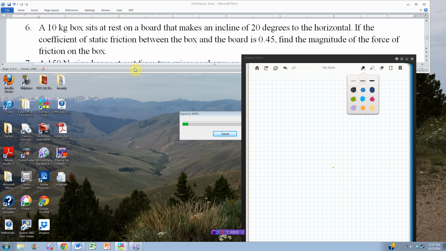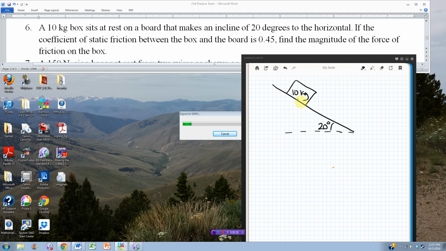This is Chapter 4 practice test number 6. We have a 10 kilogram box that sits at rest on a board that makes an incline of 20 degrees to the horizontal. I'm going to go ahead and draw a picture of that. This is supposed to be 20 degrees, although that's a little steeper than 20. We're going to pretend. And we've got a 10 kilogram box. It's at rest right now.